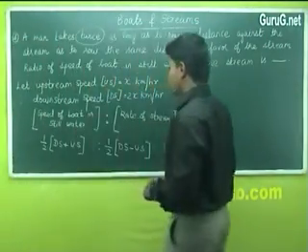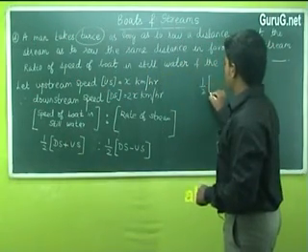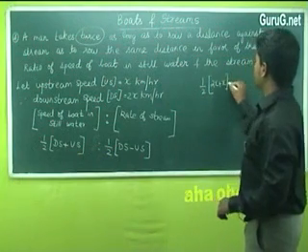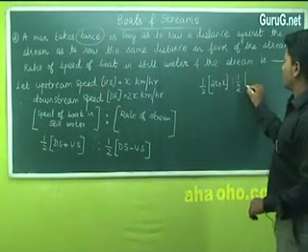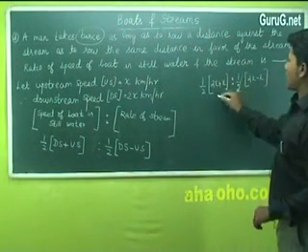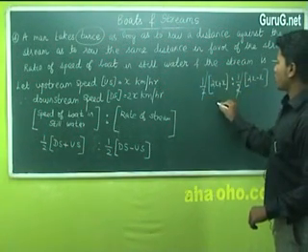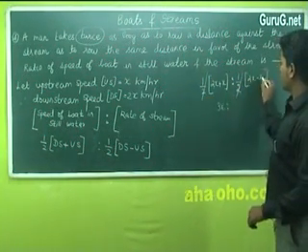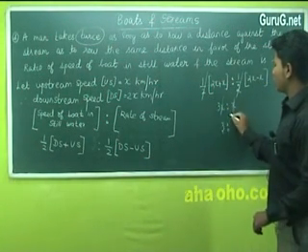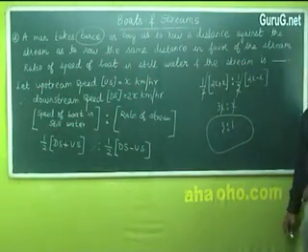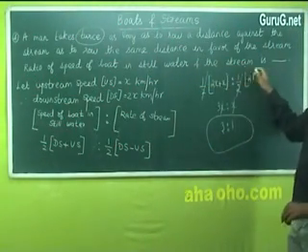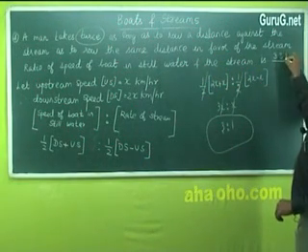What is the ratio? Half, downstream speed is 2x, upstream speed is x, into half. This is the ratio: 2x plus x is to 2x minus x. Half gets cancelled. 2x plus x is 3x. 3x is to x. X gets cancelled. So 3 is to 1 is your answer. So the ratio of speed of the boat in still water and the stream is 3 is to 1.